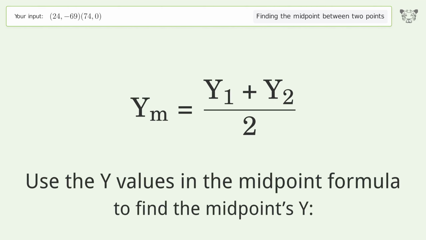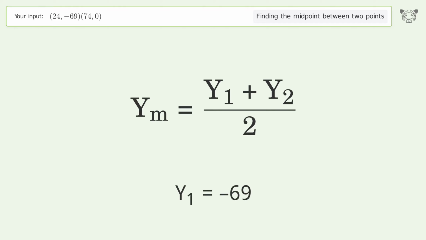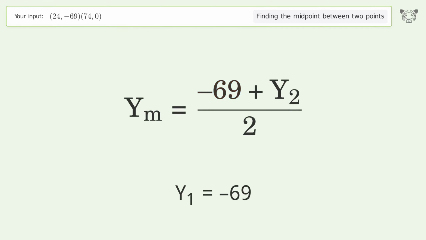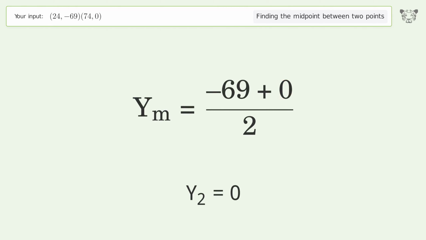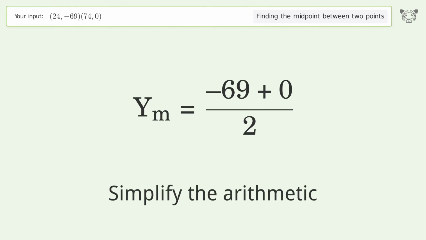Use the y values in the midpoint formula to find the midpoint's y. y1 equals negative 69. y2 equals 0. Simplify the arithmetic.